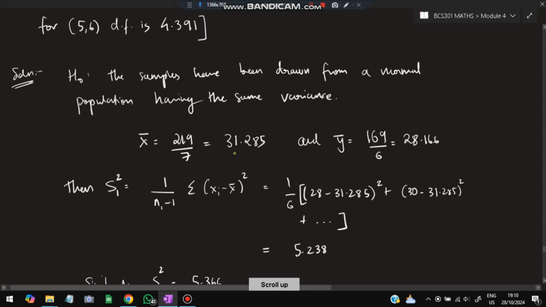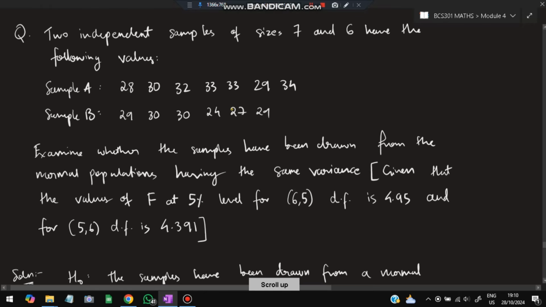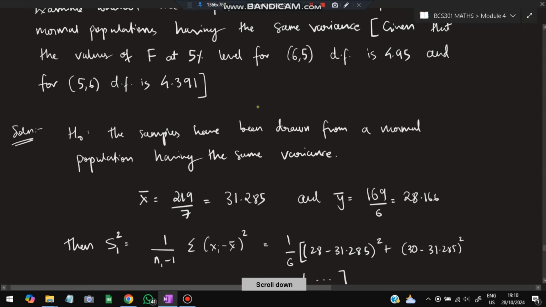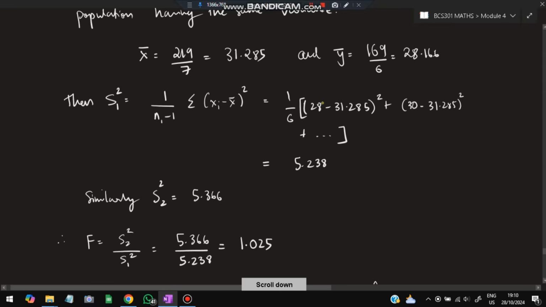So the mean we have got is 31.285, right? So what you'll do: 31.285 minus 28 whole square, 31.285 minus 30 whole square, 31.285 minus 32 whole square. After finding out all the squares, add them up. Like that you'll calculate this whole value. See, 28 minus 31.285 whole square plus 30 minus 31.285 whole square, and so on. Then divide by 6. How many samples were there? 7, minus 1, n minus 1. So 7 minus 1.